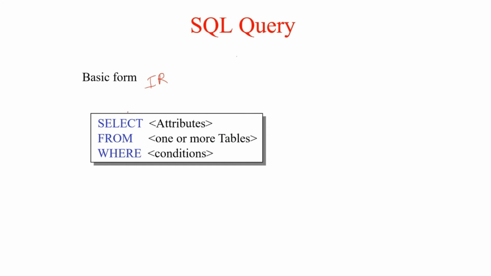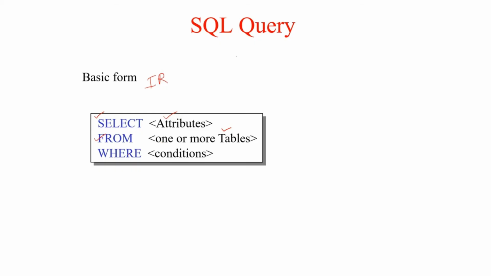So what is the syntax for this? You have three keywords. One is select, where you are selecting the attribute, that means the column on which you are performing the operation. From is a keyword, and then you have to supply one table or maybe more than one table. If you are selecting information from multiple tables, then you have to supply the multiple tables.